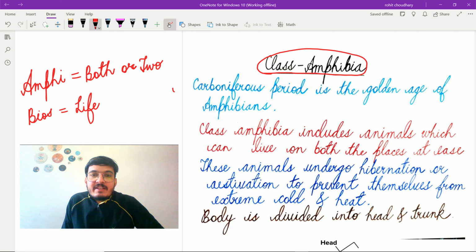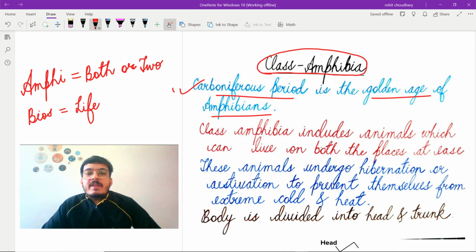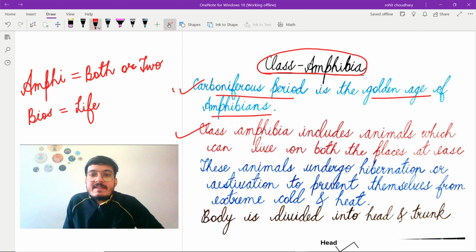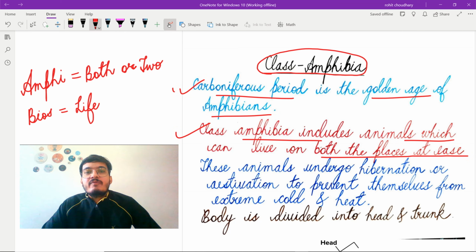The first characteristic feature is that the Carboniferous period is the golden age of amphibians. Why is it known as the golden age of amphibians? Because during this geologic period, amphibians were the top species. The second feature is that class Amphibia includes animals which can live in both places with ease. These were the first animals which came out of water, but they cannot live on land permanently. They need water for reproduction, and their eggs do not have protective covering to check evaporation.